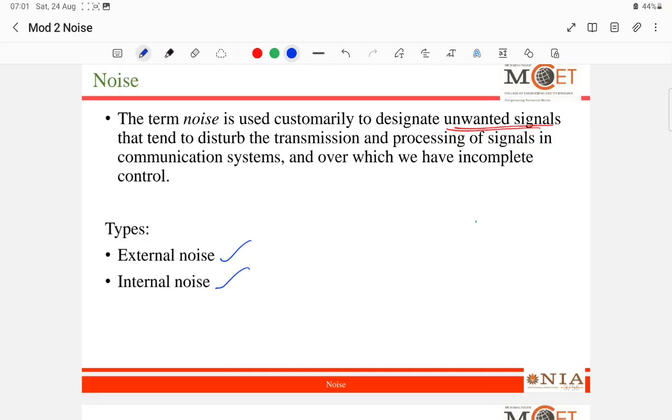Dear students, good morning. Today we will discuss the topic white noise and signal to noise ratio. Prior to that, we have a recap on various types of noises.